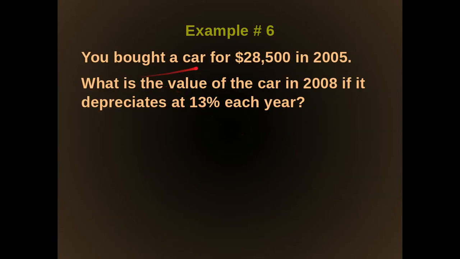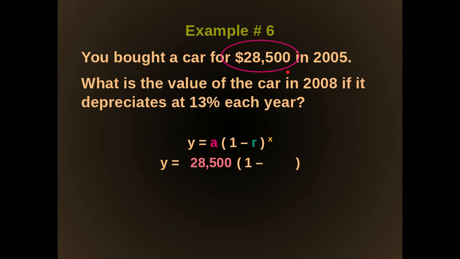Next example says you bought a car for $28,500 in 2005. What is the value of the car in 2008 if it depreciates at 13% each year? So let's start with the initial amount. So that is that 28,500 number. And then the rate is given as 13%. So if we move that decimal 2 places left, we'd end up at 0.13 for the rate. And we are talking about a time period from 2005 to 2008, and that is 3 years.